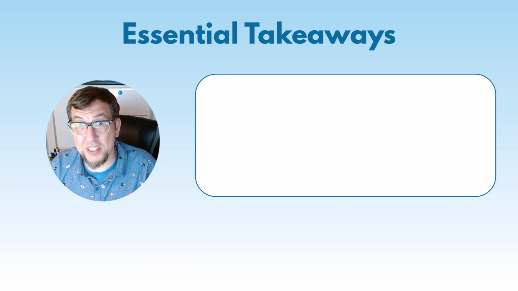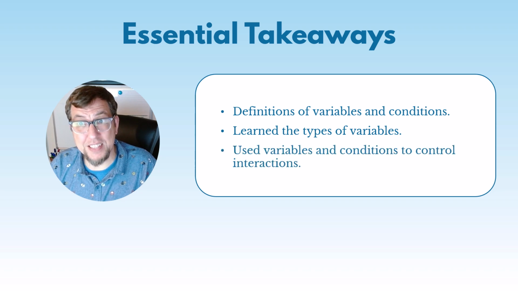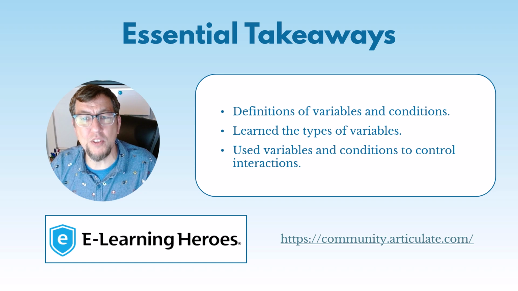Great job in this video. We covered some essential skills for working with variables and conditions in Articulate Storyline. We defined variables and conditions, looked at different variable types, and saw step by step how to use them to control interactions in your projects. Start incorporating these techniques in your own projects to add depth, personalization, and control. And remember, you're not alone. If you need more inspiration, tips, or examples, head over to the Articulate eLearning Heroes Community. It's a fantastic resource with plenty of experts ready to help you along the way.